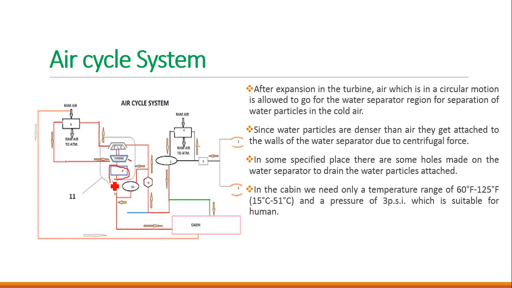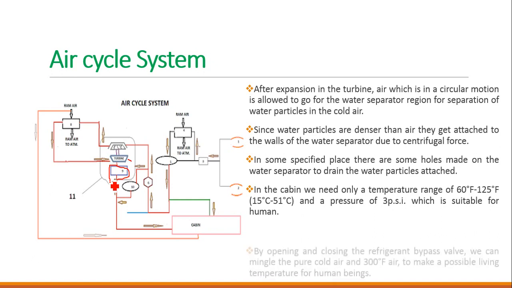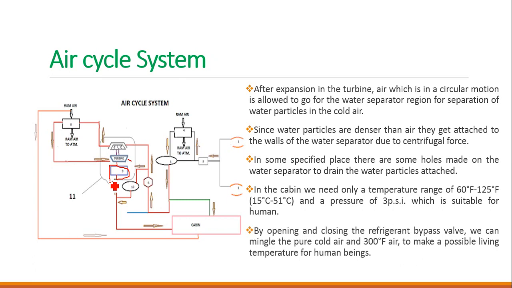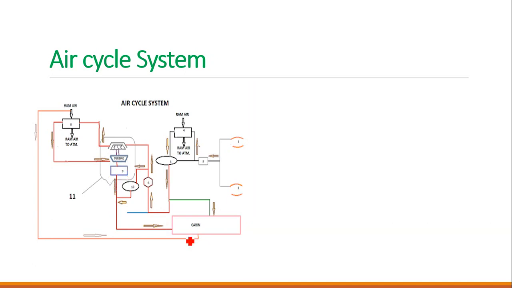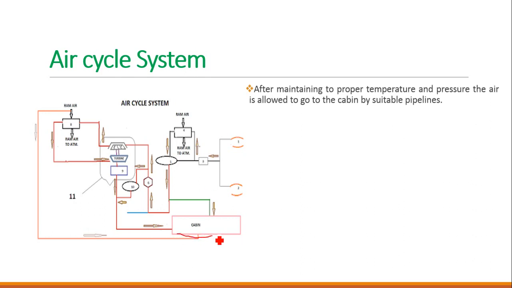In the cabin, we need only a temperature range of 60 degrees Fahrenheit to 125 degrees Fahrenheit, and a pressure of 3 psi, which is suitable for humans to breathe. We have a refrigerant bypass valve which opens and closes. By opening and closing it, we can mingle the pure cold air and 300 degree Fahrenheit air to make a possible living temperature for human beings. Then it is supplied to the cabin. We can use this for pressurizing and maintaining the temperature and pressure in the cabin.